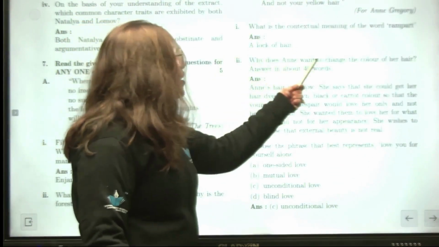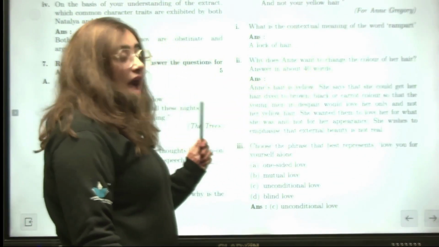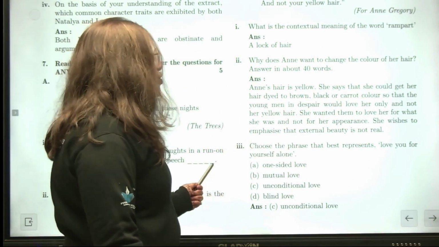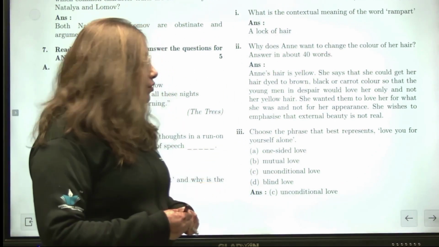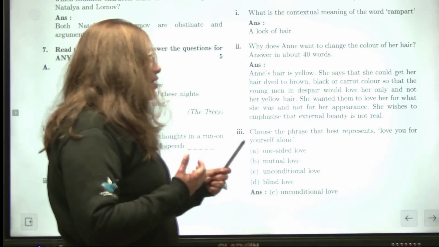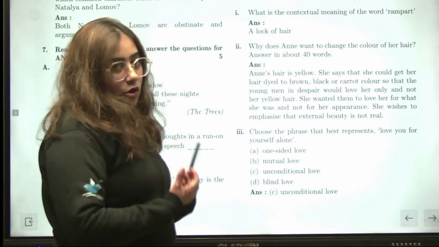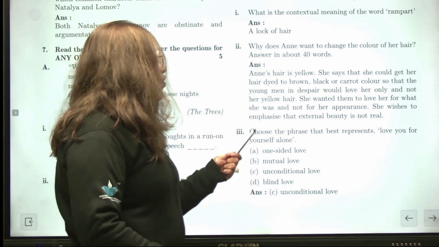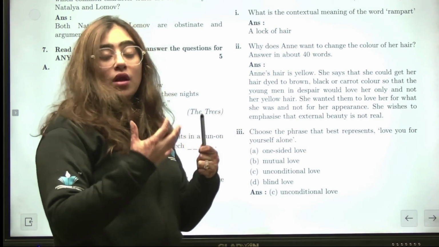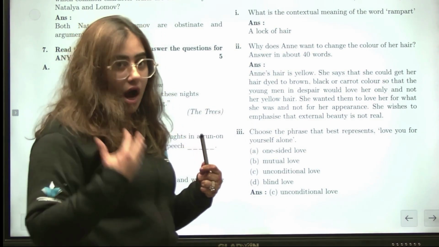Why does Annie want to change the color of hair? Annie का color है yellow. She wants to change her hair to brown or black or carrot so that young man in despair would love her only and not her yellow hair. All right. So for she wanted young man to love her for inner beauty, not for outer appearance.